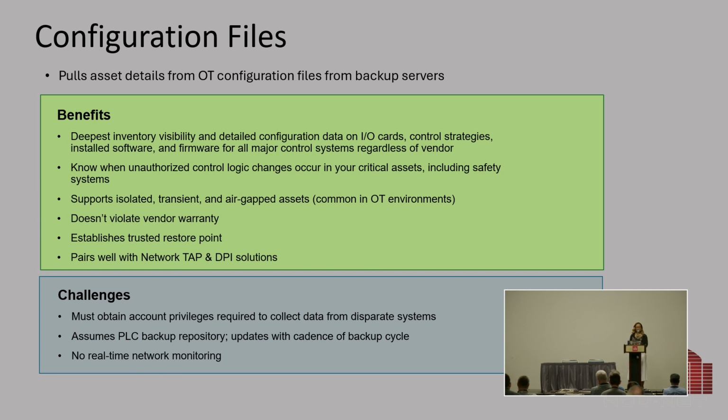Know when unauthorized control logic changes occur in your critical assets, including safety systems. Again, safety systems get a little bit left out when you're doing a network tap and DPI. It supports the isolated, the transient systems, air-gapped assets. And I know we think air-gapped isn't a real thing, but I've been in conversations recently, and there are organizations that are like, we're making this completely air-gapped. It's not going to touch the network, and we need something to manage this process in a bubble. And if it's a sensitive process, especially when you're working with the government, that's what they're going to be looking for.